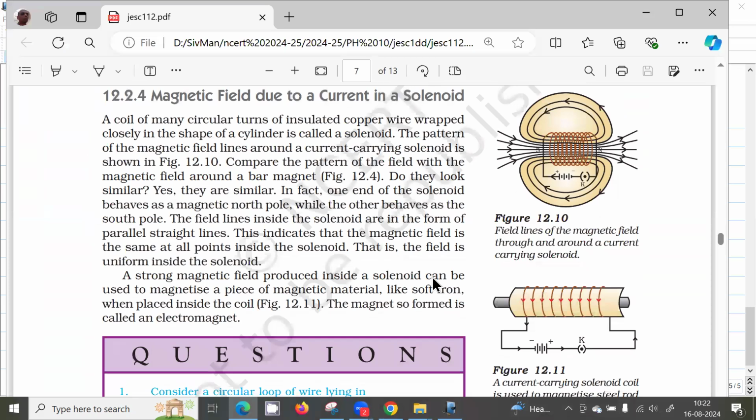Sir, if you keep a magnet inside a solenoid, it will get magnetized, no, sir? Actually, they keep a soft iron core like this.